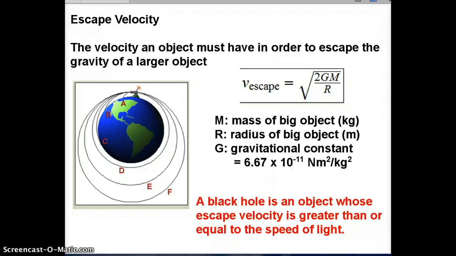Light's not going fast enough to escape from it, and nothing can be going faster than the speed of light, so nothing can escape from it. That's what it means to say nothing can escape from a black hole, not even light. Nothing can get out of it. Once you are in a black hole, there is no coming out. It's not possible. That's what it means to be a black hole.